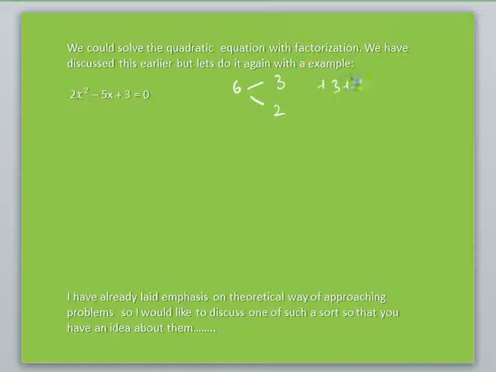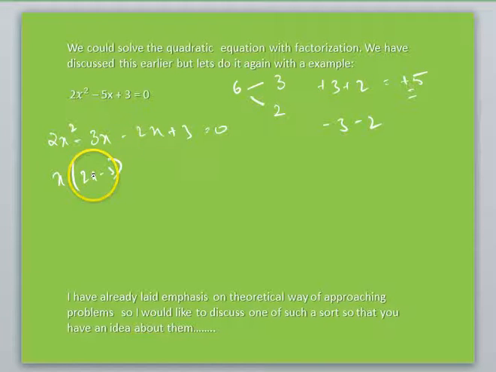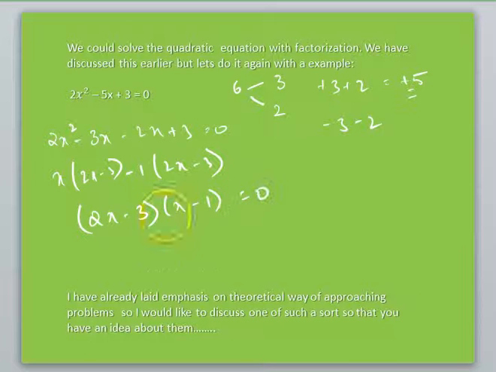Does plus 3 and plus 2 satisfy my equation? No, it doesn't because it gives me plus 5. Minus 3 and minus 2 would be perfect. So, expanding my equation into 2x squared minus 3x minus 2x plus 3 is equal to 0. Taking x common from here, I get x into 2x minus 3. Taking minus 1 common from here, I am left with 2x minus 3. Taking 2x minus 3 common from here, I am left with x minus 1 equals 0. Hence, the solution to my equation is 3 by 2, 1.